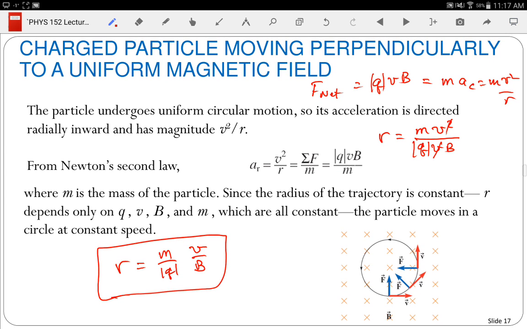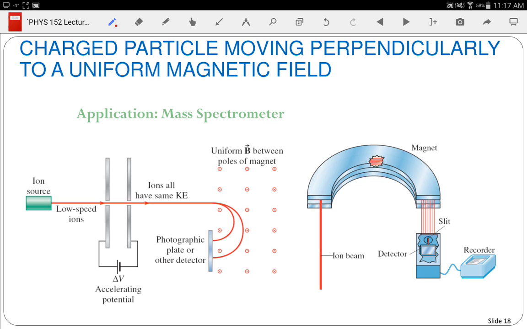So we can determine the mass to charge ratio if we know what the speed is in the magnetic field and we measure the radius. That is exactly what we do in some of our simple mass spectrometers.